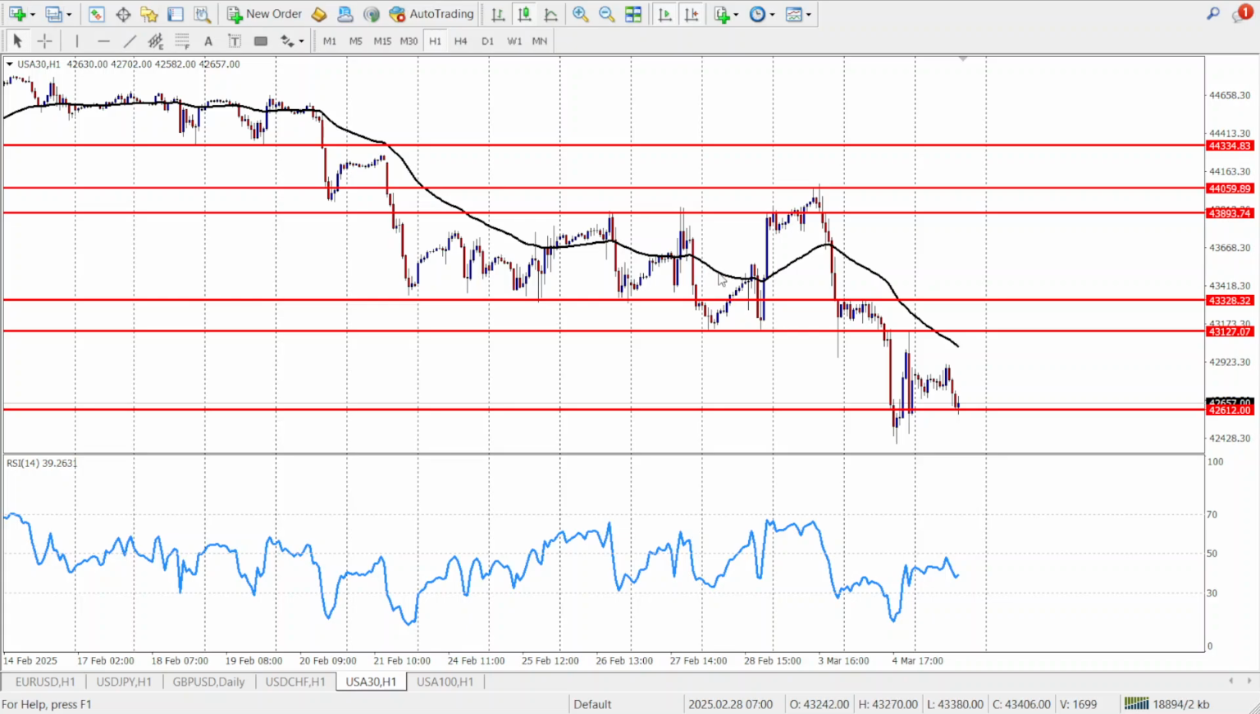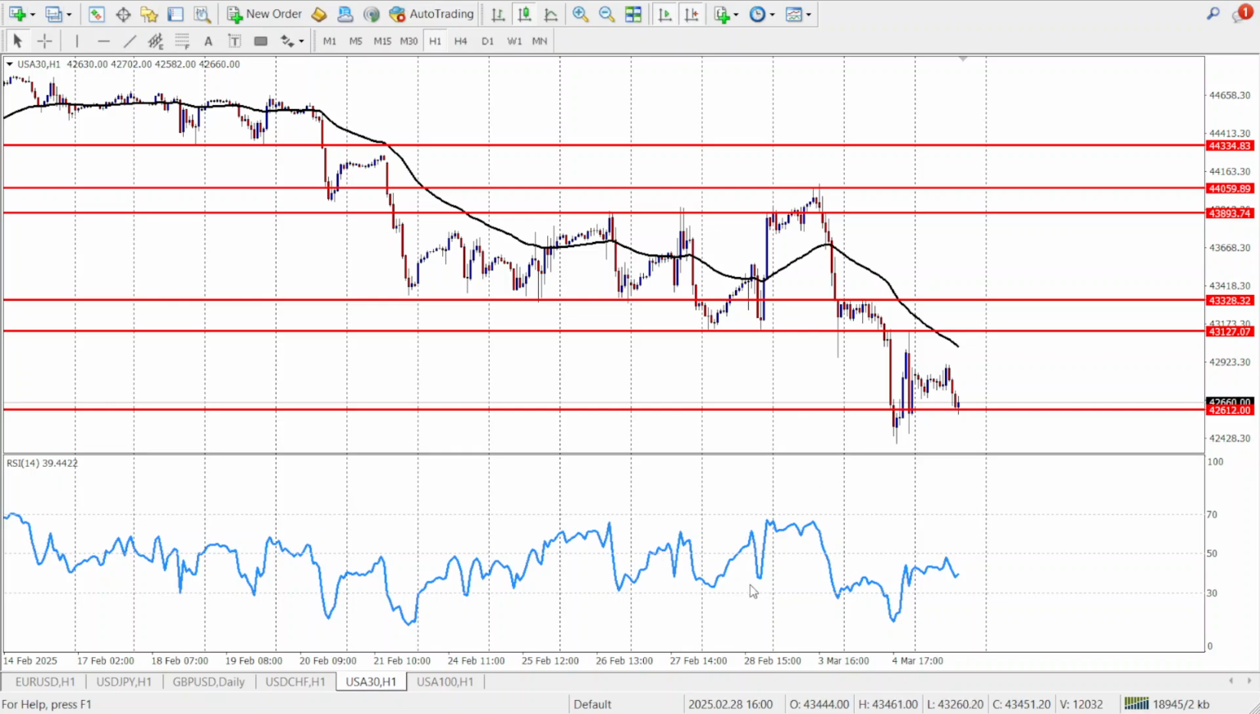The 50-period moving average can act as a dynamic support or resistance level. If the price is above the 50-period moving average, the market is likely in an uptrend. And if it is below, the market is likely in a downtrend.